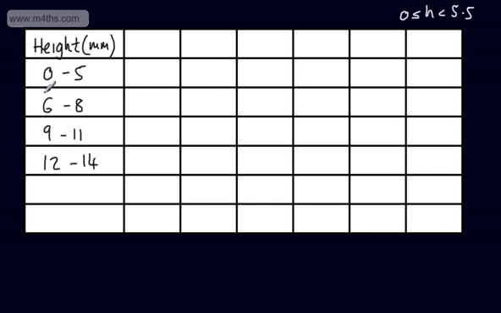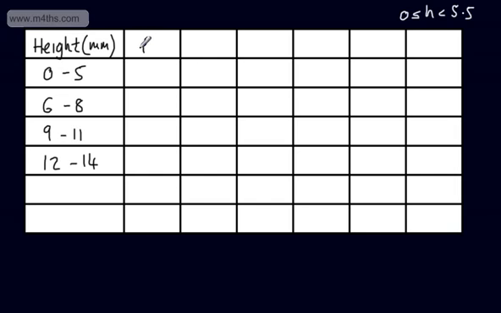If we look at this one, this is going to go from 5.5 to 8.5. 8.5 will be excluded. 8.5 to 11.5. 11.5 excluded. 11.5 to 14.5. What we're going to do is start by finding an estimated mean for this data.